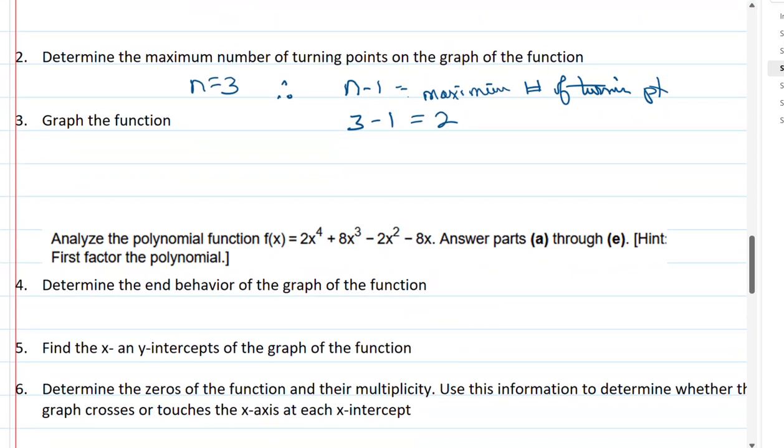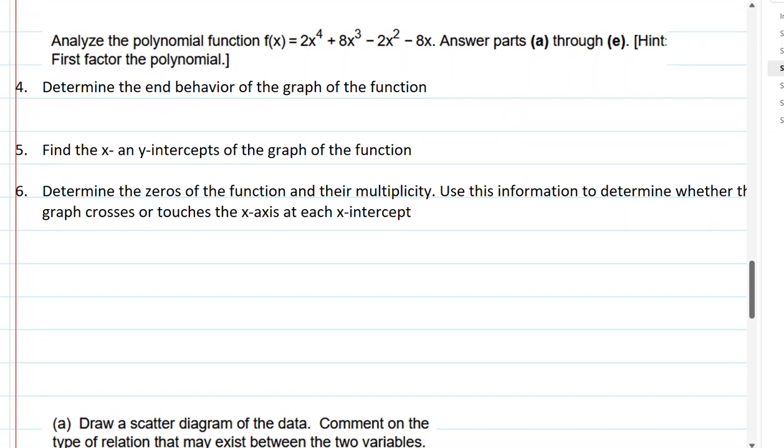Stick it in your calculator. I don't worry too much about the graphing. All right, we got this one.